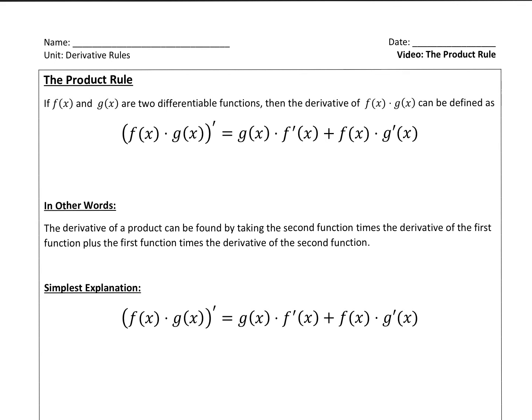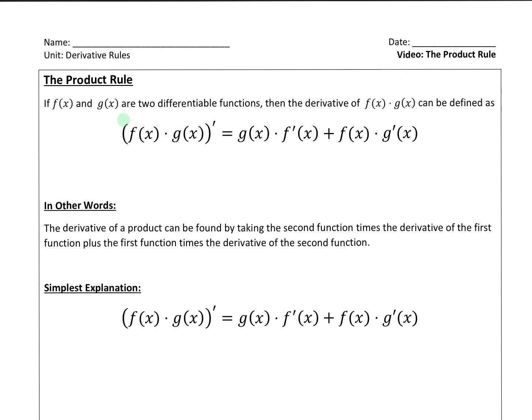Hi everyone. In today's lesson, we're going to talk about another rule of differentiation called the product rule. Here's the definition. The product rule: if f of x and g of x are two differentiable functions, then the derivative of f times g of x can be defined as this. So let's analyze what this is.